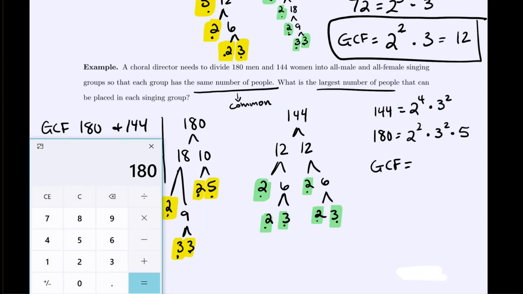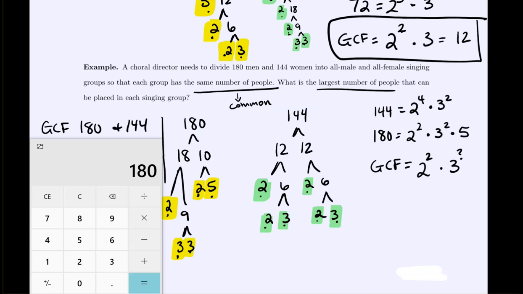180, just as expected. Now for greatest common factor, remember you choose the primes that occur in both, that are common. So 2 is common, and 3 is common. But although 5 occurs for 180, it does not occur for 144. So 5 is not part of the GCF. So instead we've got 2 to some power times 3 to some power. We look at the exponents. We know we choose the least exponent possible. So between 4 and 2, we choose the least, 2.